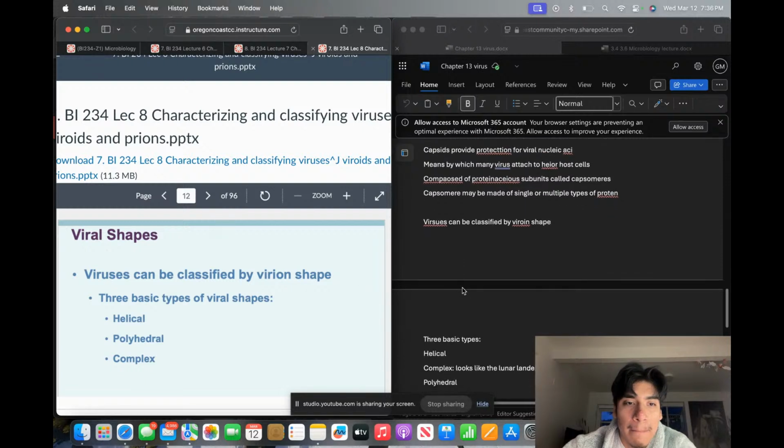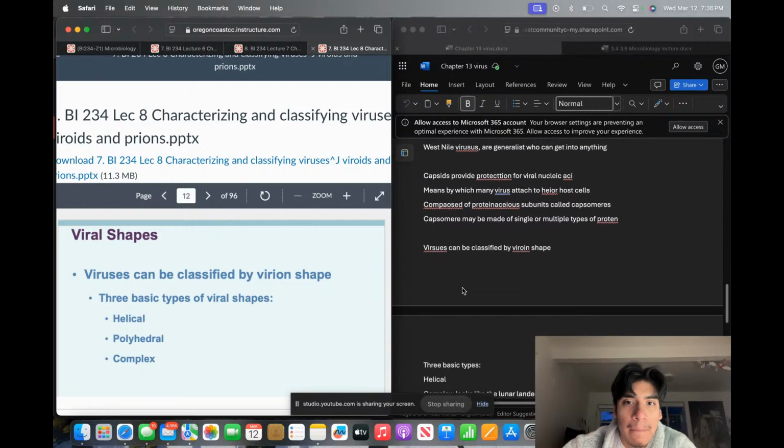It looks like I have some extra notes here. Capsids provide protection for viral nucleic acid, and the capsids are doing the attaching to a host cell. That's the means by which it does that.